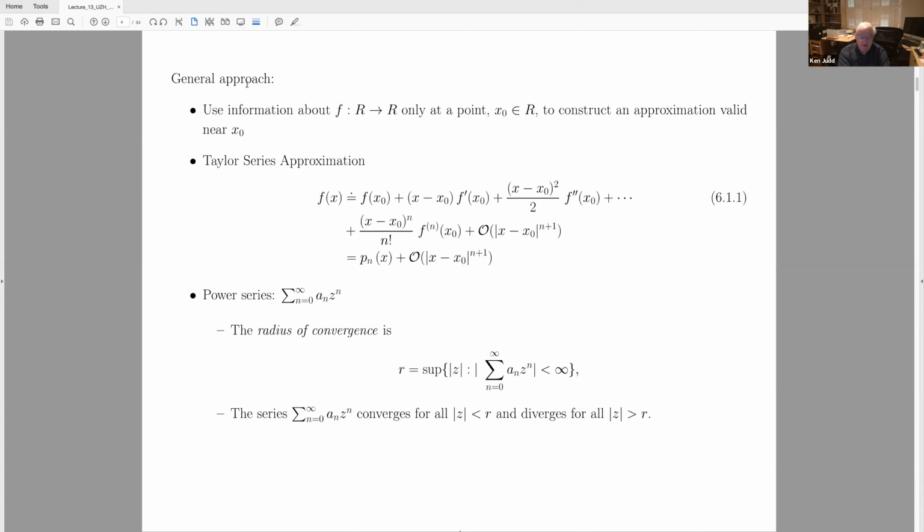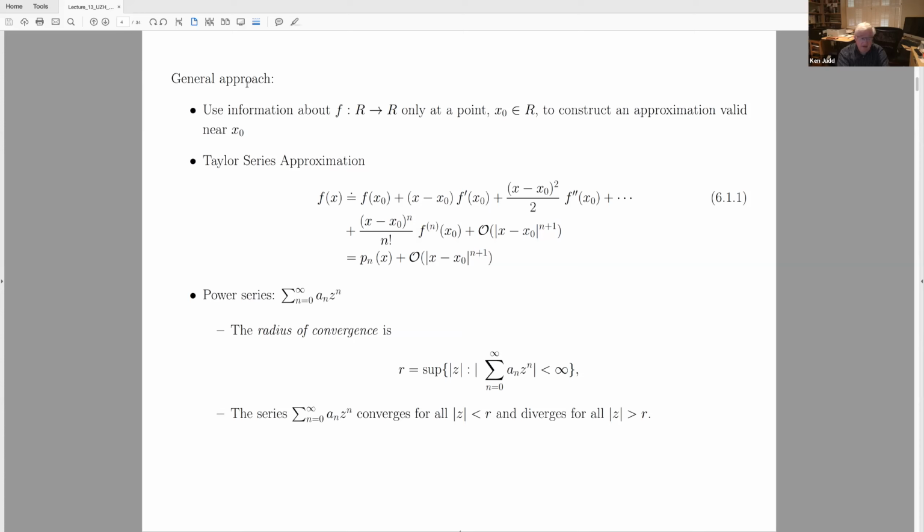If you have some x naught, you compute f of x naught, and then you also compute f prime at x naught, f double prime, etc. And from that information, you can construct a degree n polynomial. And its error is going to be on the order of the n plus 1 power of the distance between x and x naught. So that's Taylor series approximation. And now it's going to be accurate in some range of x's around x naught, but we'll see later how good it is.